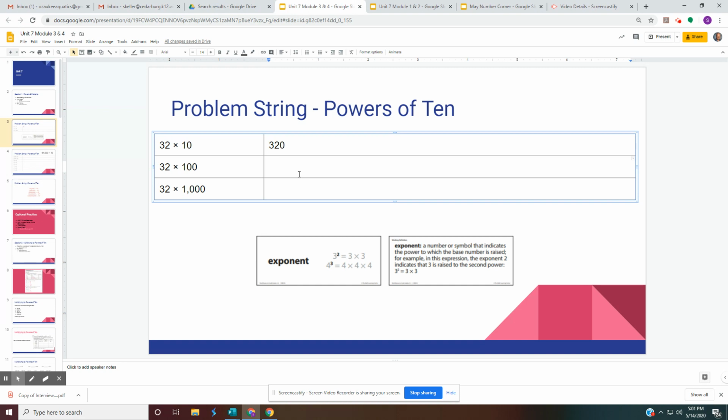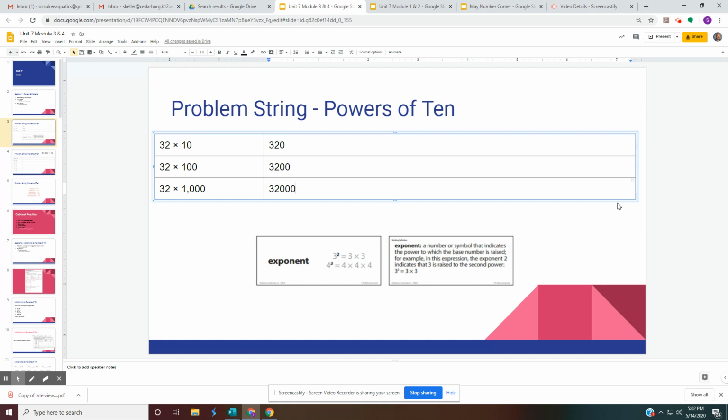All right, so hopefully you're all done with those. I have 32 times 100. So again, I'm multiplying 32 times 1, and I see that there are 2 zeros, so I have to add 2 zeros in my answer. Okay, and again, 32 times 1,000, I go 32, and I have to add 3 zeros in my answer, and this is what I get.